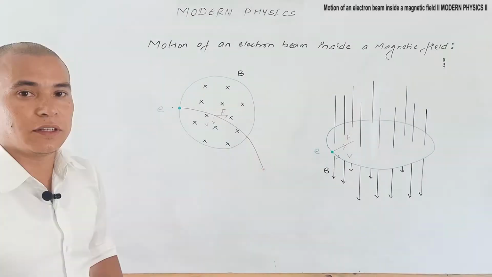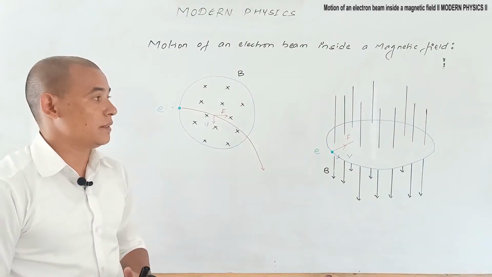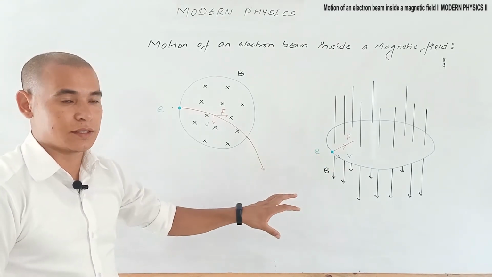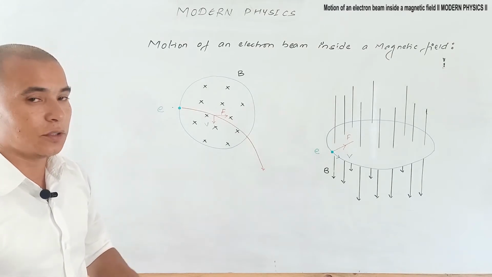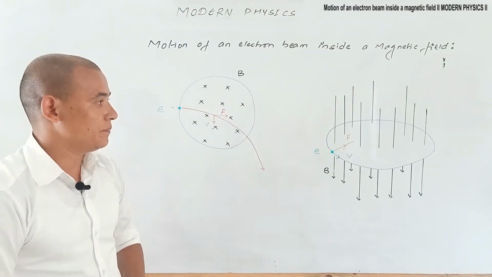After the discovery of the electron, scientists passed the electron beam through a magnetic field. So, in this lesson I will be explaining the motion of an electron beam inside the magnetic field.